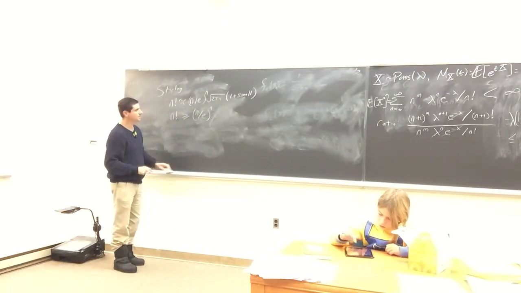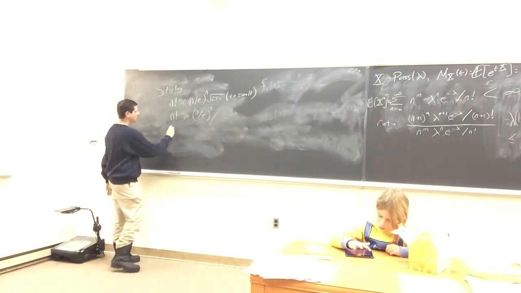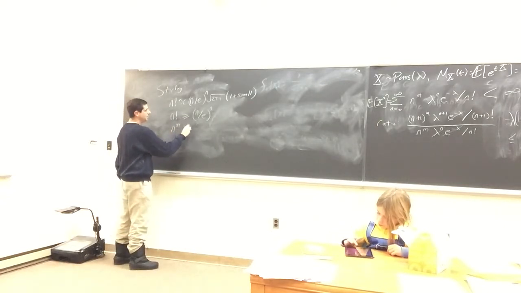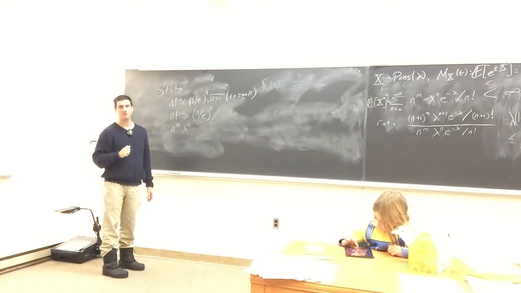So let's say we have something like this. Then the term n to the m, lambda to the n: does the e to the minus lambda really matter?